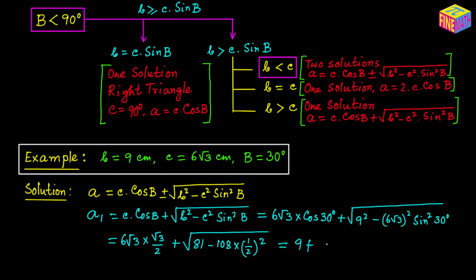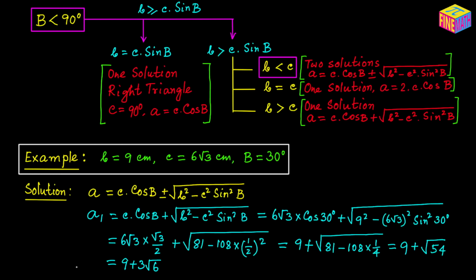So 9 plus the square root of 81 minus 108 times 1/4, and that will be equal to 9 plus the square root of 81 minus 27, which is 54. This can be written as 9 plus the square root of 54, which can be factored into 9 times 6. If the 9 comes out of the square root it becomes 3, so that would be 3 times the square root of 6. So we have found the value of A sub 1, which is the first value of the side length A, the larger value.